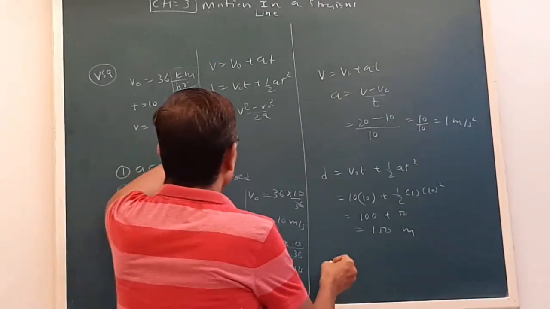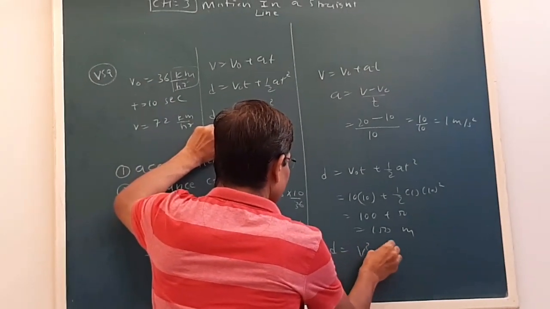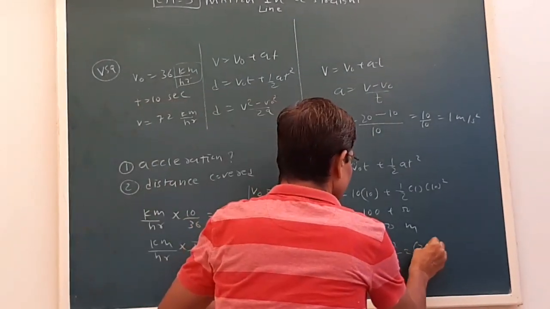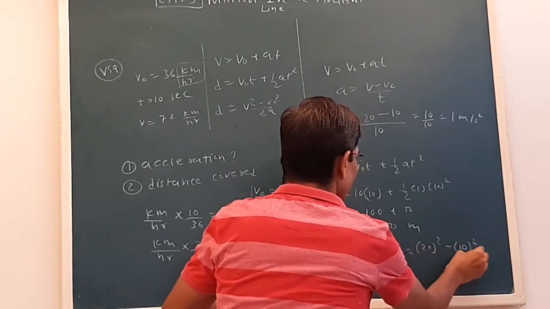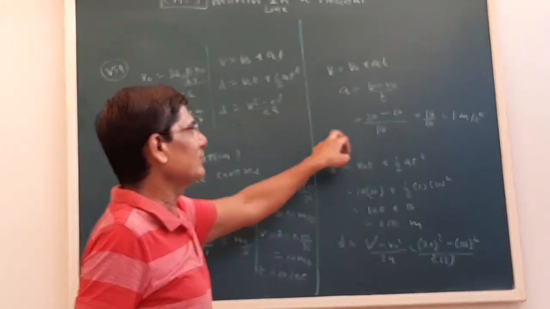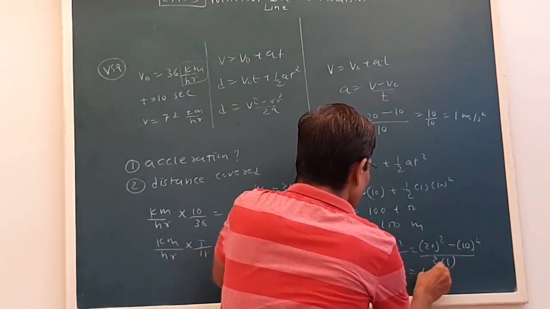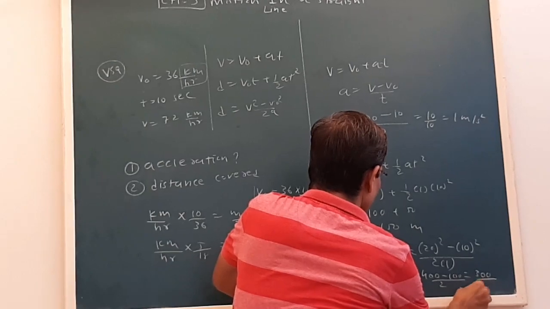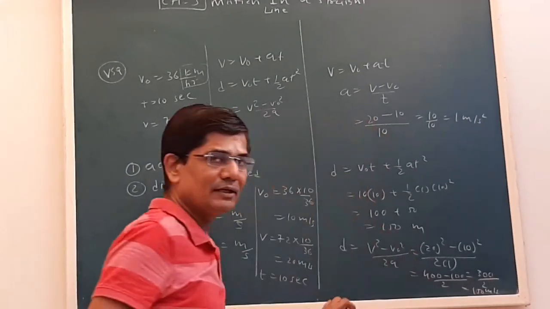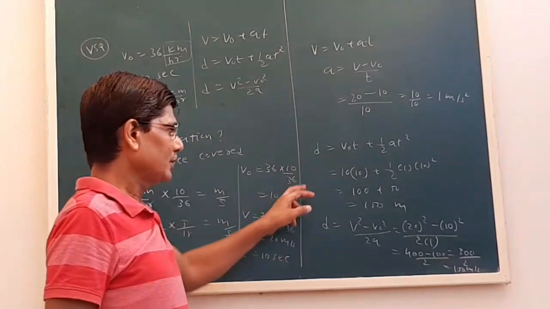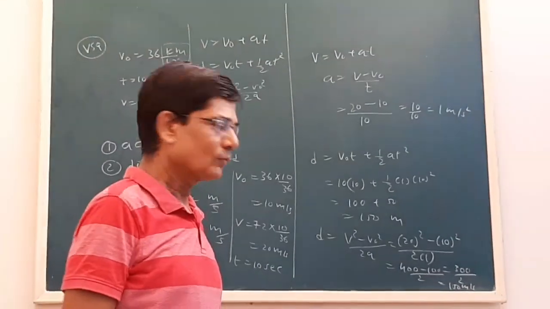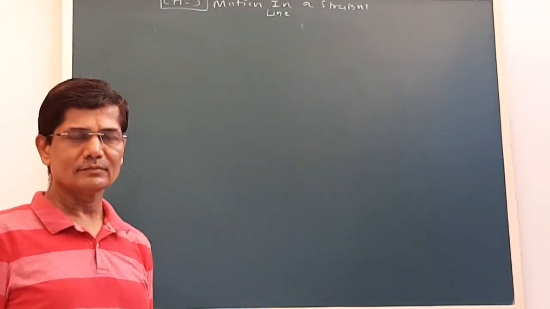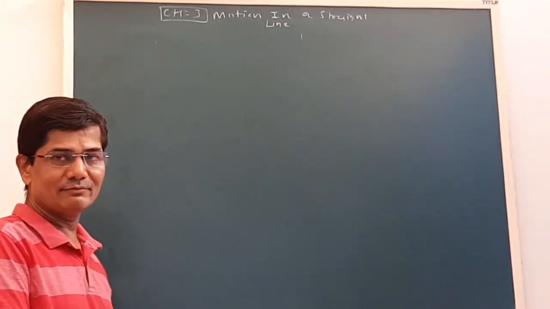Now, we can use this formula also, that is v square minus v0 square upon 2a. The final velocity is 20, the initial velocity is 10, and the acceleration we just found out is 1. So it is 400 minus 100 upon 2. What we see here is that by both formulas we get the same result. The displacement or distance covered will be in meters. Now we saw how to use the equations we derived.